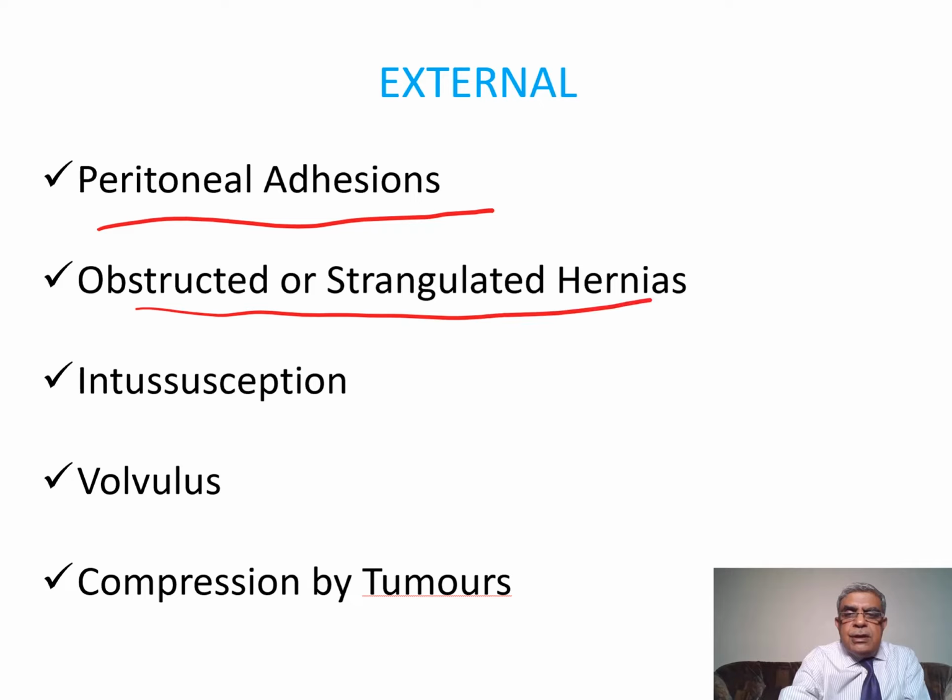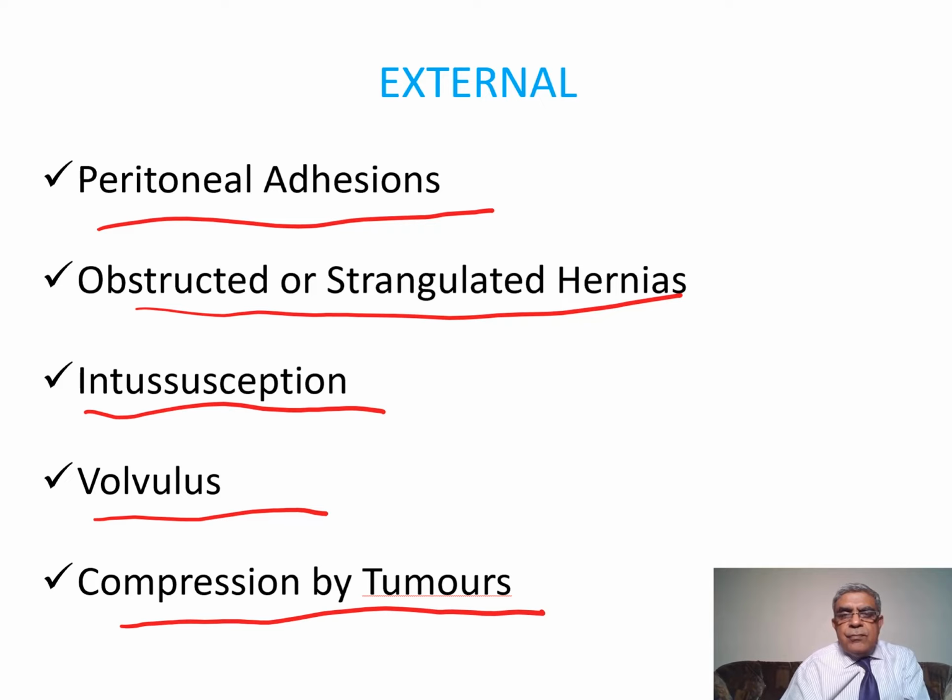External causes: peritoneal adhesions, obstructed or strangulated hernias, intussusception, volvulus, compression by tumors. These are the external causes: peritoneal adhesions, obstructed or strangulated hernias, intussusception, volvulus, compression by tumors.